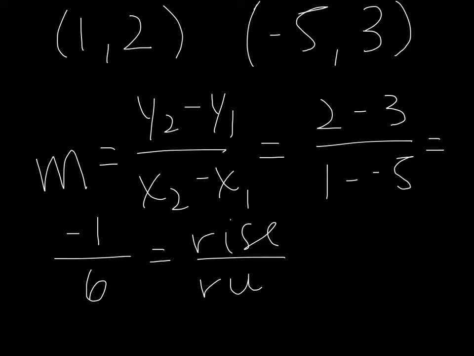for every time you go up by -1, you go left or right by 6. And since this is negative, you know that you would go right by 6 for every single time you go up. If it were positive, you would go left by 6 for every single time you go up.